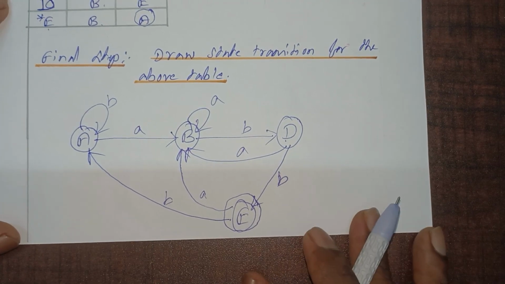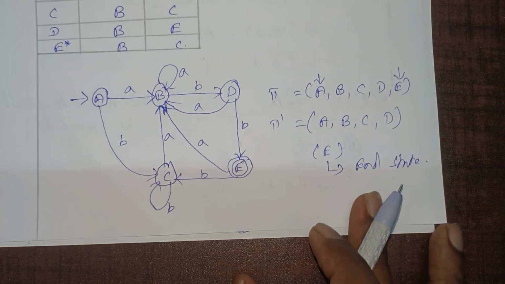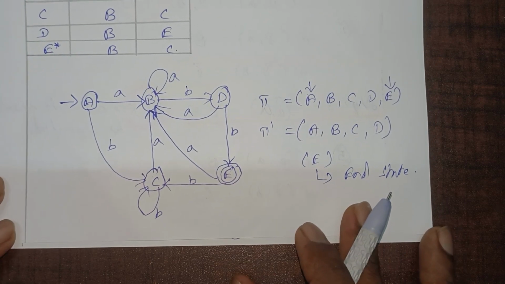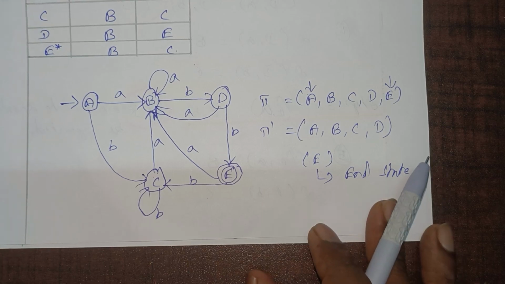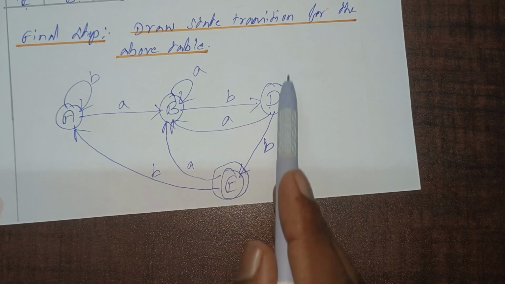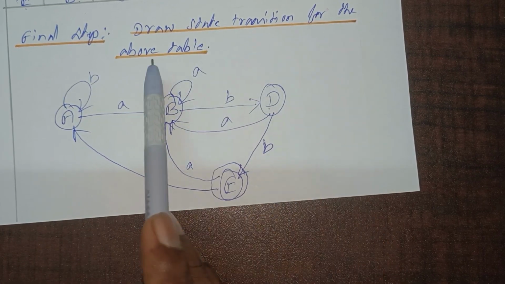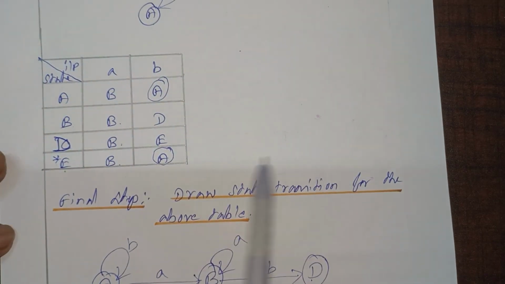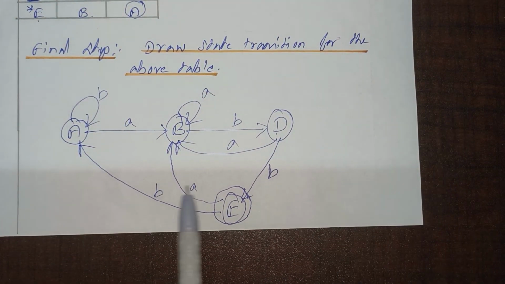So you can see, initially we had a diagram here. We constructed the same automaton in 5 different states. All these 5 different states have been reduced into 4 different states. So this is called the final state. Draw a state transition table for the above diagram. We have derived this particular state transition table and the final output will be this.